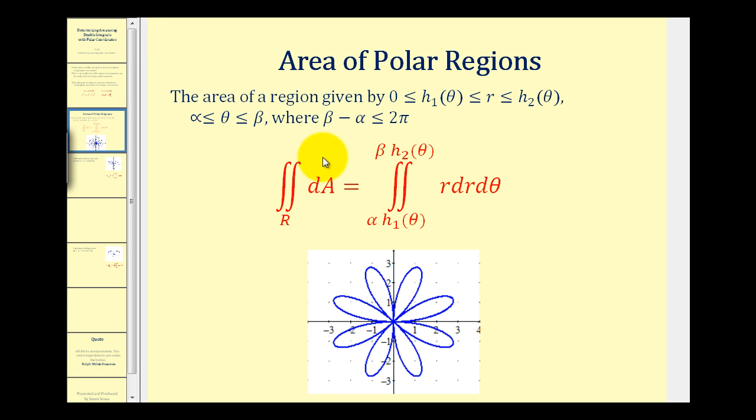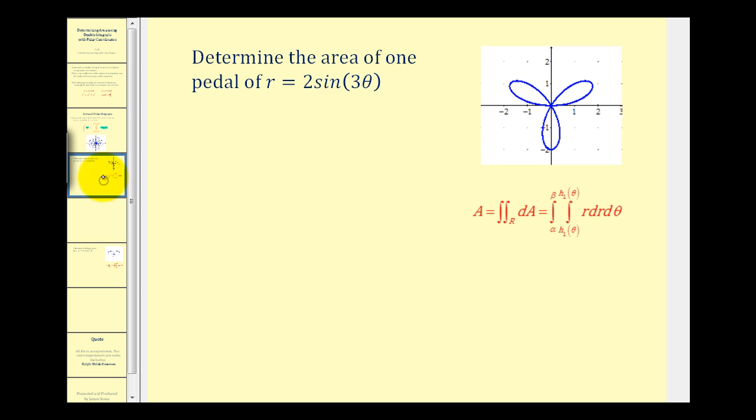And remember, in polar form we replace differential A with an extra factor of r dr d theta, where the limits of integration for r must be a function in terms of theta. Let's go and take a look at a couple of examples. Here we want to determine the area of one of the petals of this rose. We'll take a look at the graph of this on our calculator in just a minute.